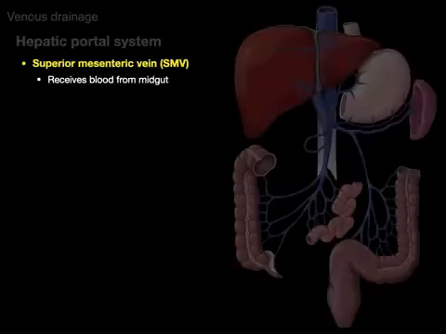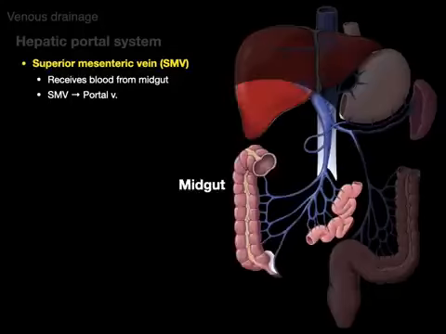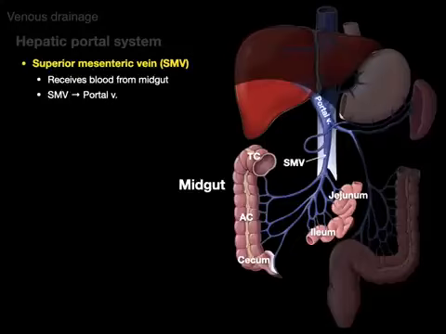The superior mesenteric vein receives blood from the midgut, so the superior mesenteric vein goes to the portal vein and into the liver. So there's the midgut with the jejunum and ileum and the cecum, ascending, and transverse colon. And there's the superior mesenteric vein collecting blood from all the midgut organs into the portal vein, into the liver.